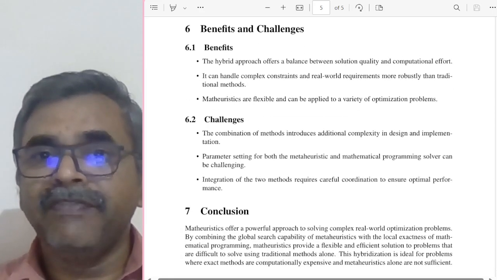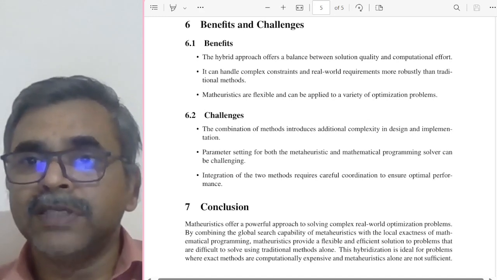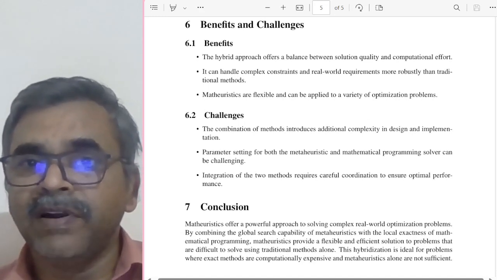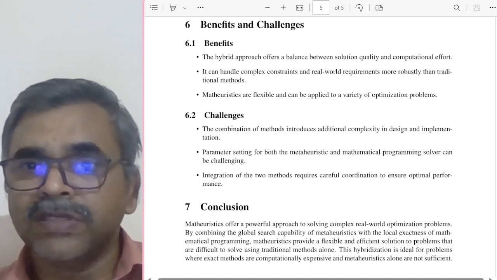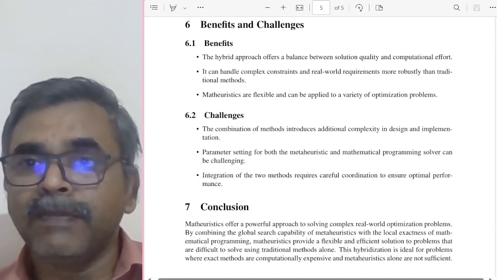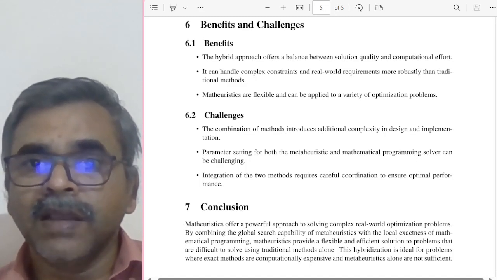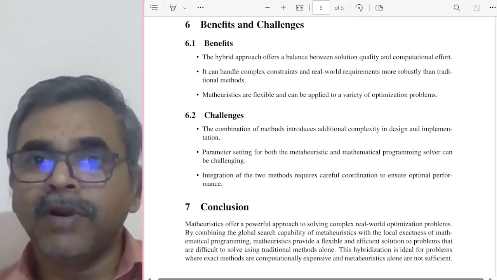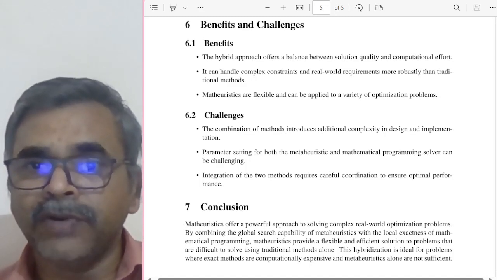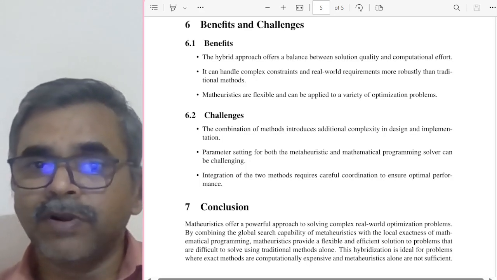So these are the benefits. The hybrid approach offers a balance between the solution quality and computational effort. This is a trade-off between both. It can handle complex constraints and real-world requirements more robustly than traditional methods. Metaheuristic, when it meets mathematical programming, is called Matheuristic. These are flexible and can be applied to a variety of optimization problems.